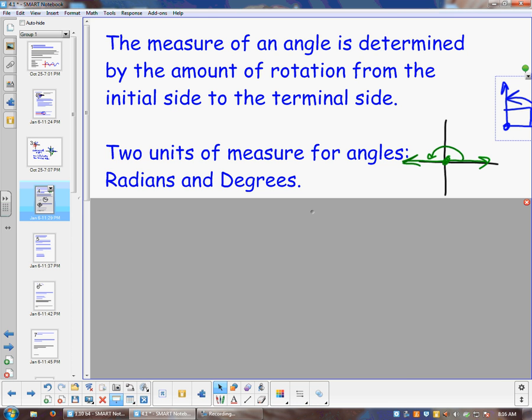All right, so at this point, I'm going to stop the video so that you can watch the next video, which is a Khan Academy video on radian measures and what radians are all about.